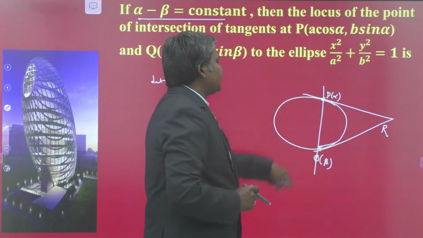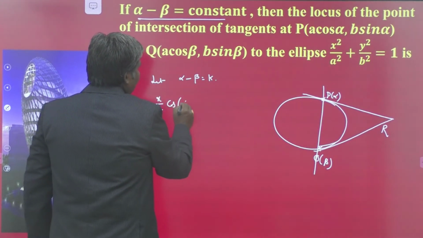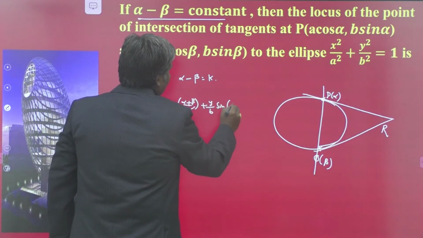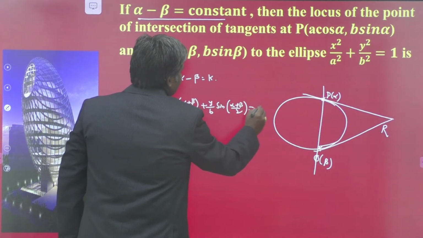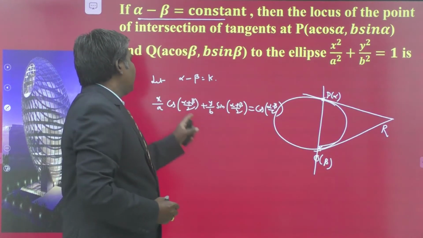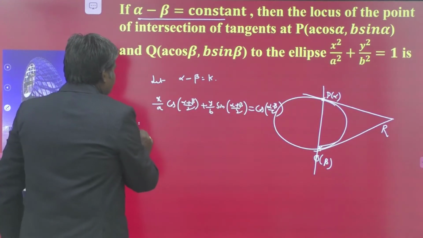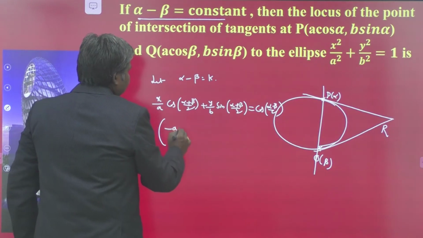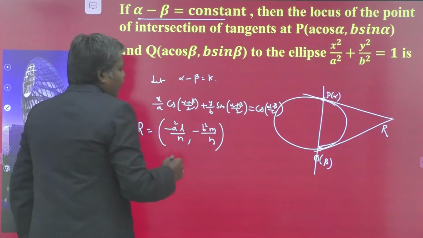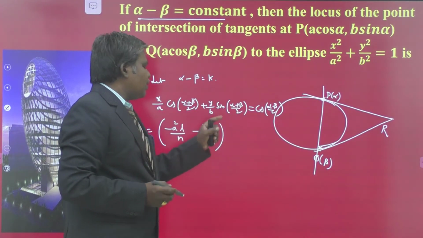Understand? So we can write the equation of the line. What is the equation of the line? X by a cos of alpha plus beta by 2 plus y by b sin of alpha plus beta by 2 is equal to cos of alpha minus beta by 2. This is a line of the form Lx plus My plus N equal to 0. So the point R is obtained by minus a square L by n comma minus b square m by n. Lx plus My plus N equal to 0 is the polar. Its corresponding pole is minus a square L by n comma minus b square m by n.